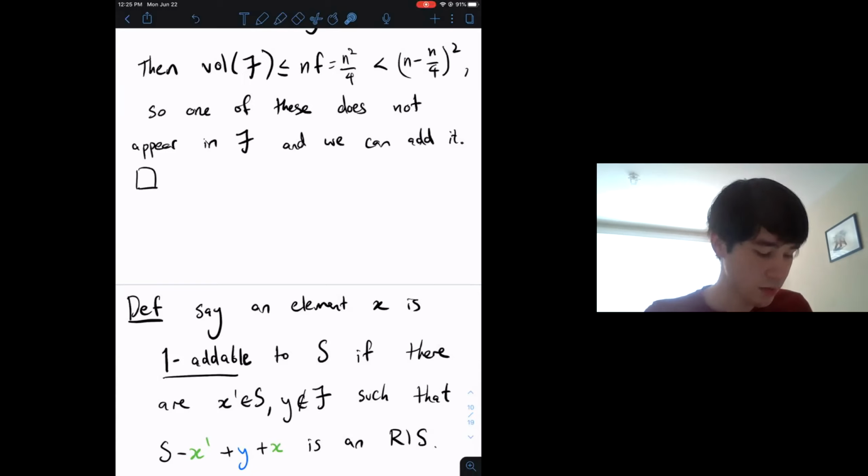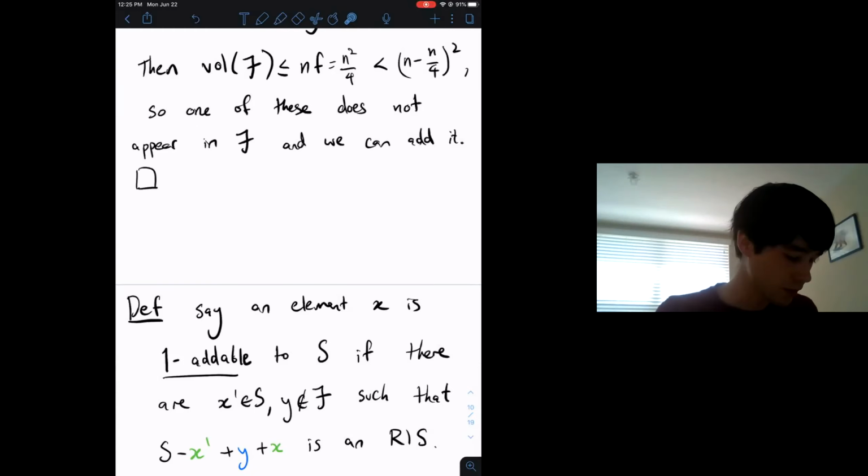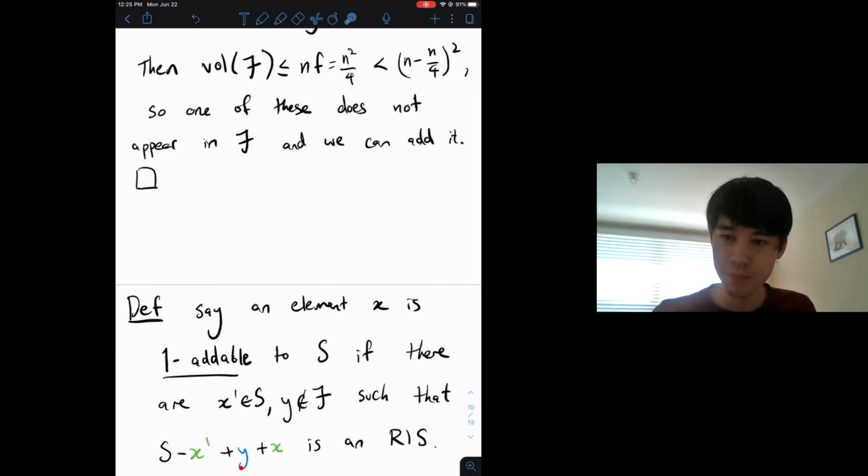Okay. So I want you to think of this as being really the concatenation of two operations. The first one is a swap. So I'm swapping X prime with Y. And here I'm imposing that Y is not in the family, so this swap on its own does not create any conflicts. So things are still nice and disjoint, and we're happy after the swap. And then hopefully the swap will have given us some freedom to add something, so then we add X. Okay. That's what being one addable means.